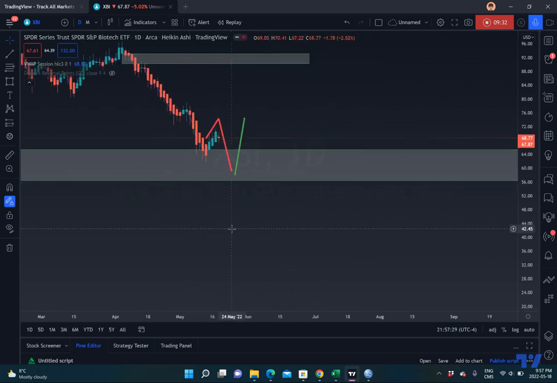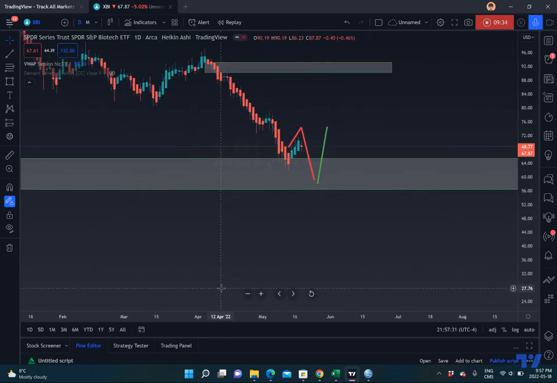And that's about it. That's how you can easily figure out supply and demand.